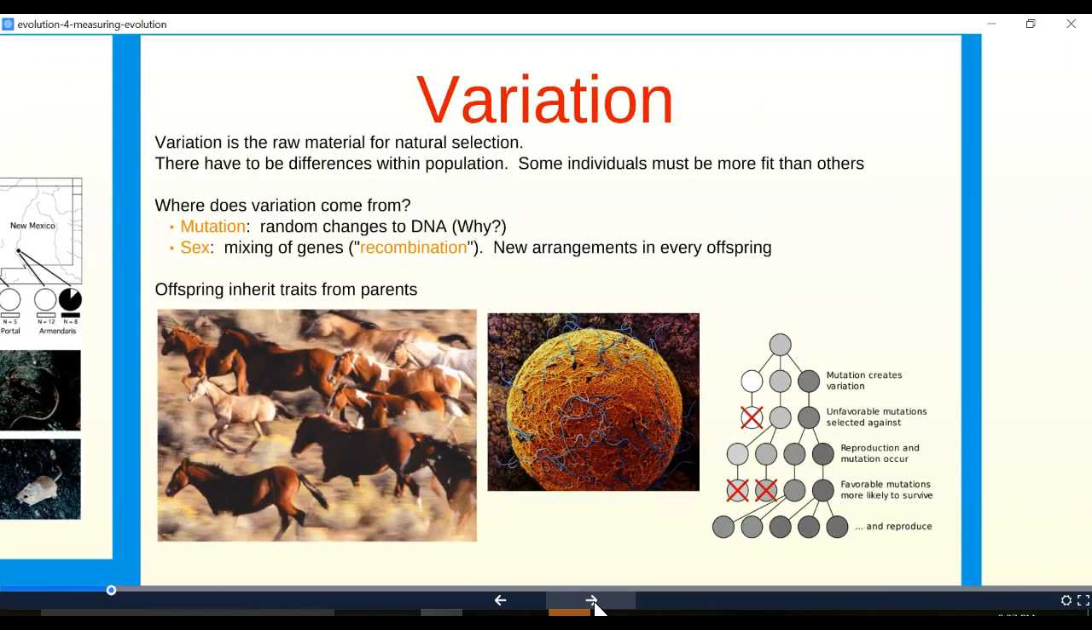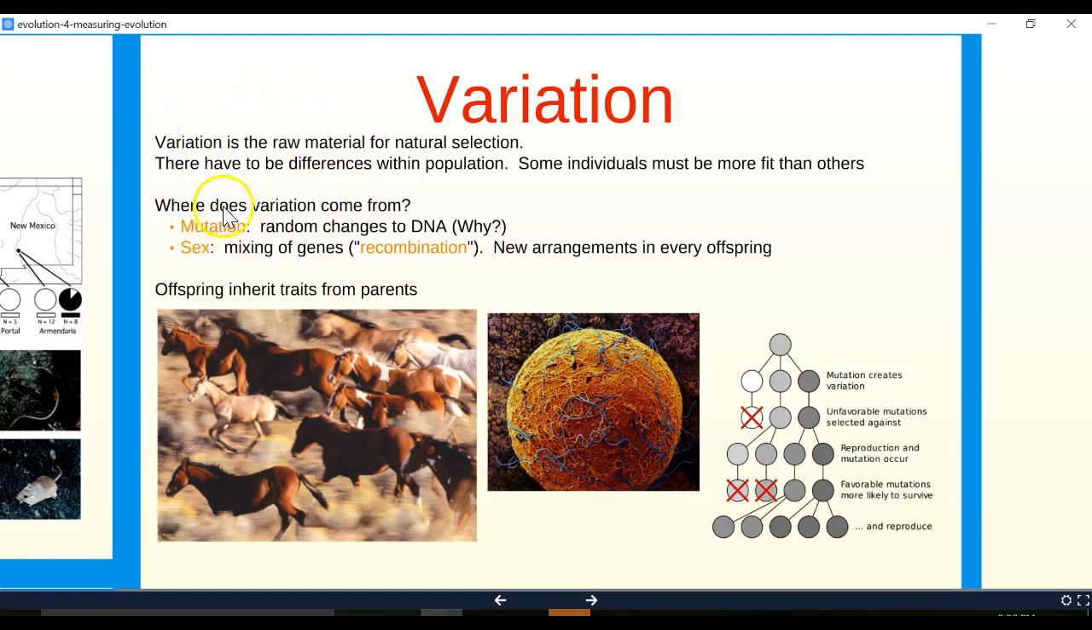Variation is the raw material for natural selection. There have to be differences within a population for natural selection to be able to work. Some individuals must be more fit than others. So where does this variation come from?